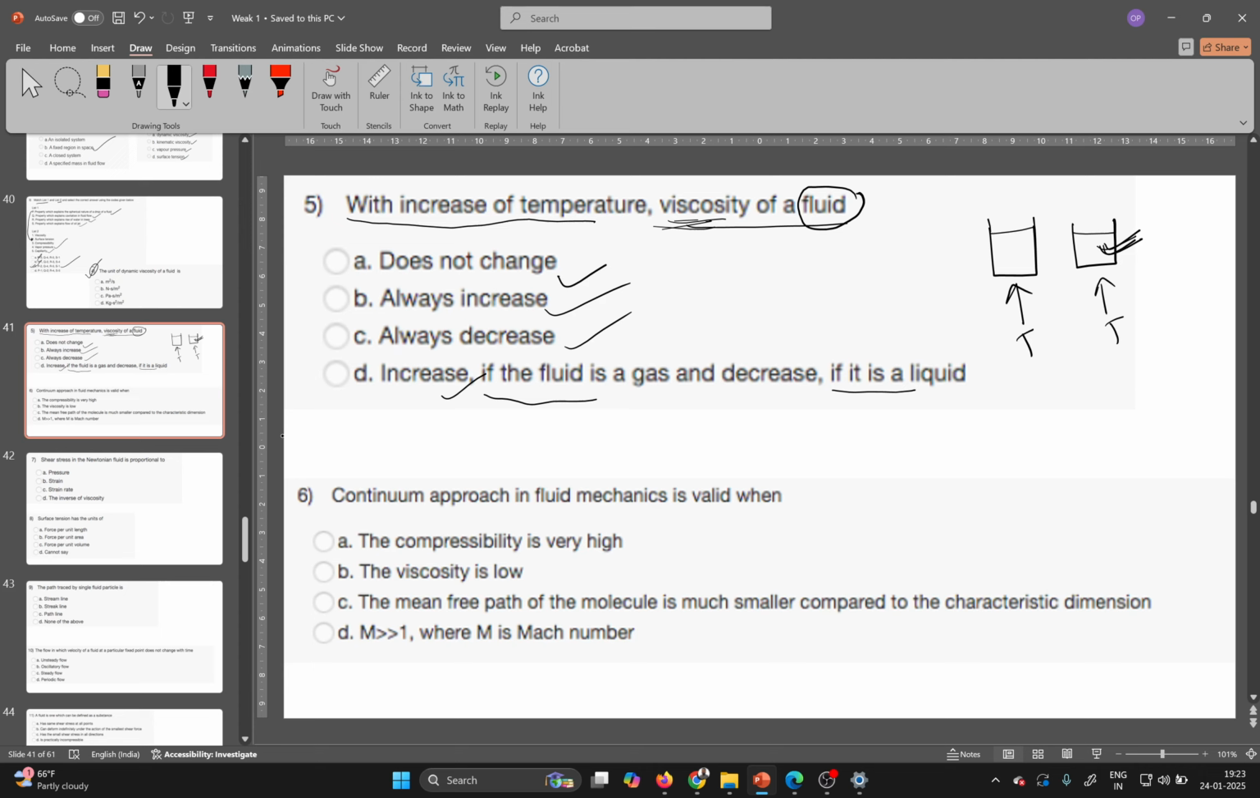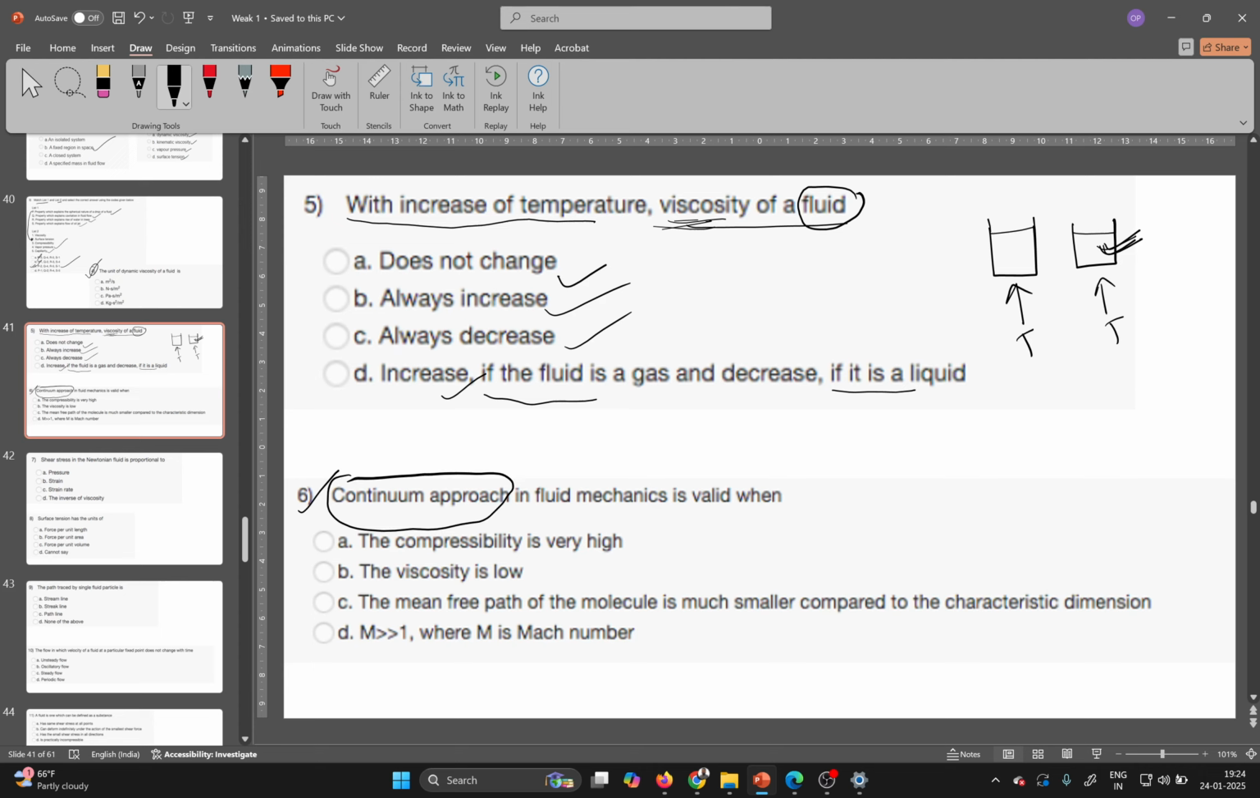Now question number 6. The continuum approach in fluid mechanics is valid when? The continuum approach is the first and basic fundamental assumption in fluid mechanics. When you analyze the physical behavior of a fluid, or want to write the mathematical equations of fluid mechanics, first you need to consider this fundamental assumption, which is the continuum approach.